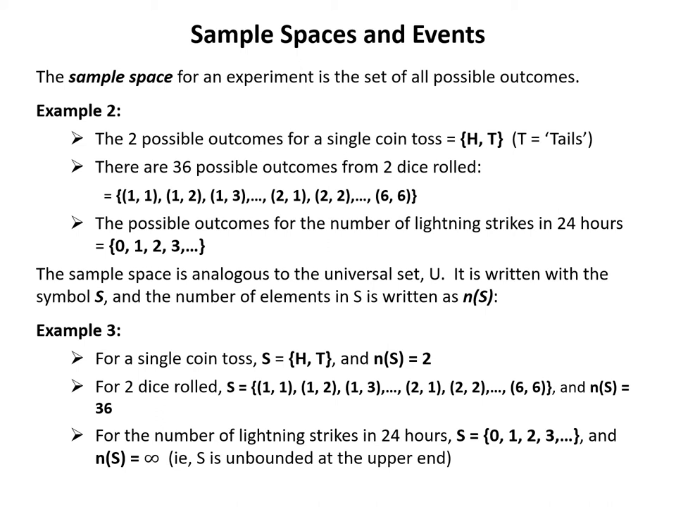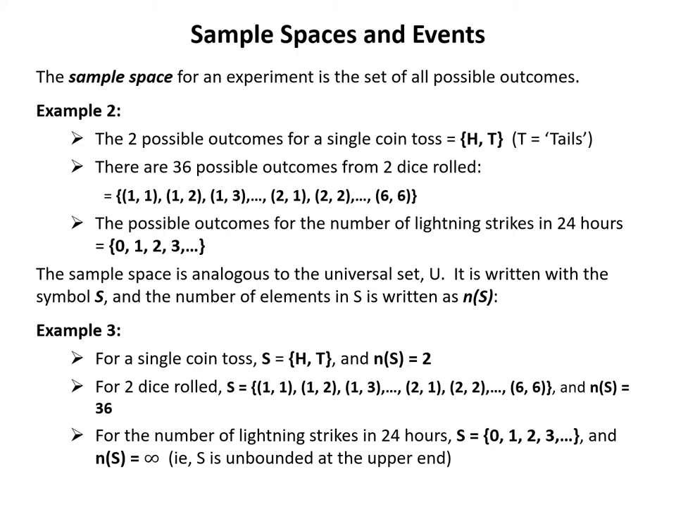And then for the number of lightning strikes in 24 hours, the possible values could be from a minimum of 0 through 1, 2, 3, etc. In this particular case, theoretically, there would be no upper bound, so we would just end it with a dot, dot, dot. This particular sample space is infinite on the upper end.